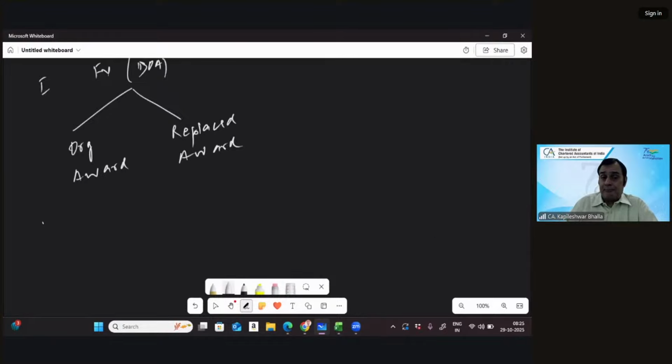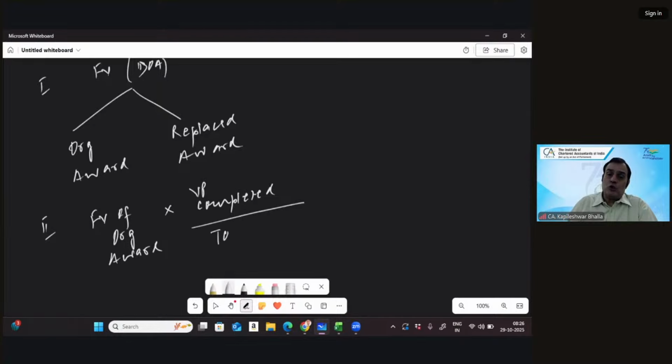Then in the second step, you need to consider the fair value of the original award, which you've already organized in step number 1. And you need a proportion of this, and the proportion is based on the vesting period completed. We consider the vesting period completed upon the total vesting period or the original vesting period, whichever is greater.